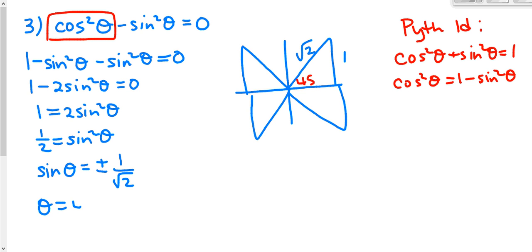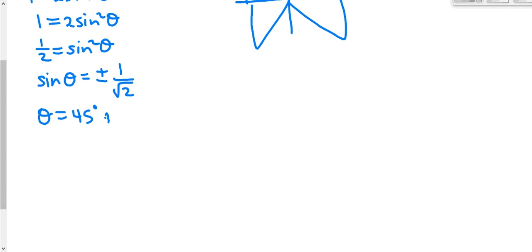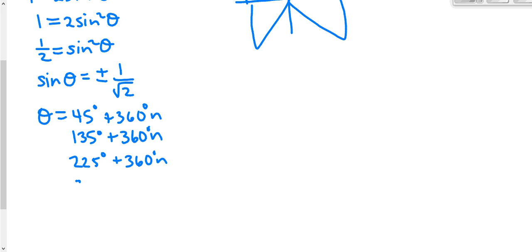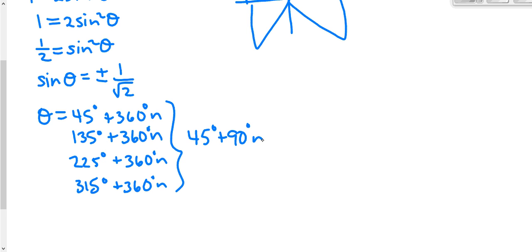So theta is 45 degrees plus 360n, 135 degrees plus 360n, 225 degrees plus 360n, and 315 degrees plus 360n. But those are all just 90 degrees apart, so let's write it as 45 degrees plus 90 times n. And then our radian answer is going to be pi over 4 plus pi over 2 times n.